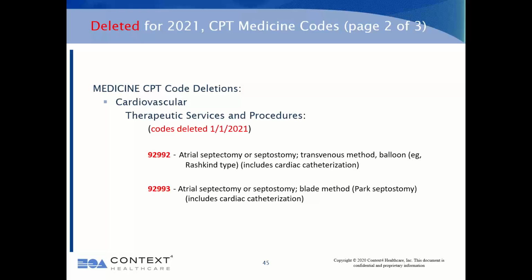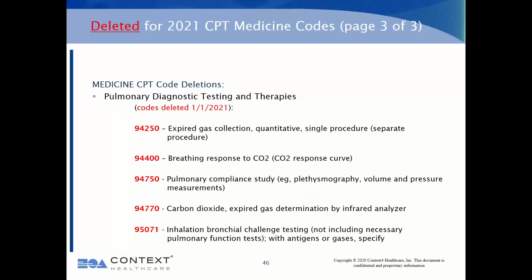Transcatheter atrial septostomy procedures 92992 and 92993 are being deleted from the medicine section. For reporting transcatheter atrial septostomy TAS services, consider new code 33741 that has been added to the 2021 cardiovascular surgery section of CPT. We previously discussed this new code on slide 16. These 5 pulmonary diagnostic testing and therapy CPT codes are deleted this coming January.